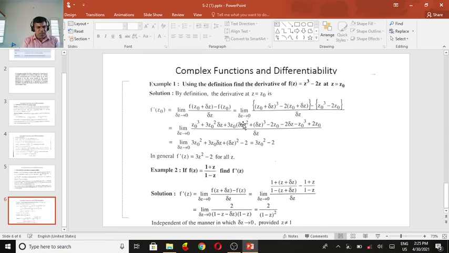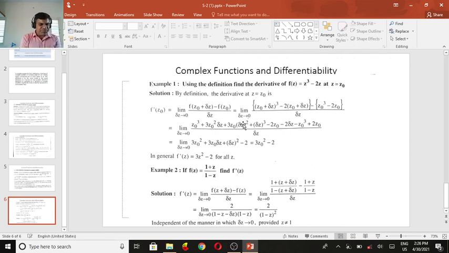If f of z equals x cube y of 1 minus ix divided by x to the power of 6 plus y to the power of y square at z not equal to 0, and f of 0 equals 0, then prove that f of z minus f of 0 divided by z is not 0 as z tends to 0 along any radius vector, but not for z equal to 0. In the same manner, the same problem we apply.